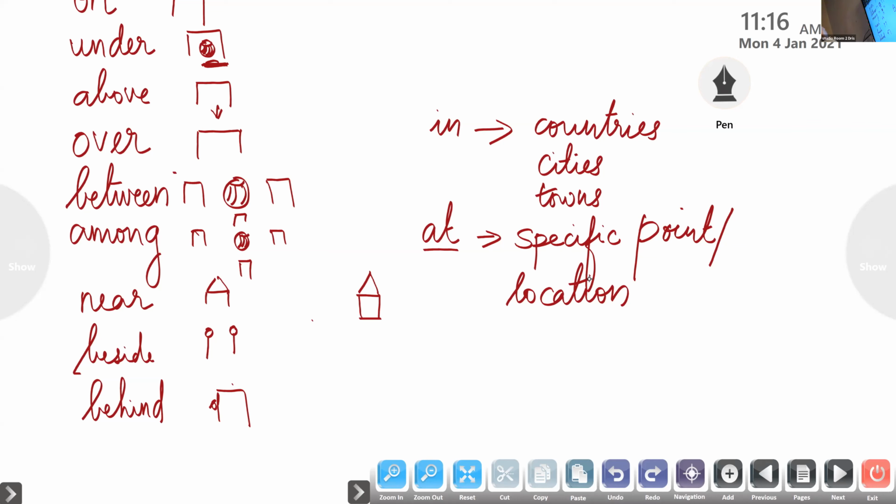So, preposition of place. In the last session, we learnt about the position where something is located. In today's class, we are learning that the preposition of place also tells us about the location. Location means area. In is used when we are talking about the countries, cities and towns, and at is used when we are talking about the specific point or the location where something or someone is located. Clear? Now let's move on.